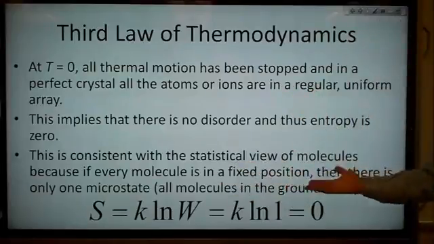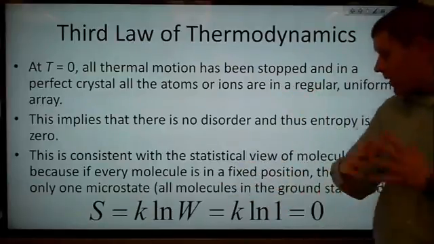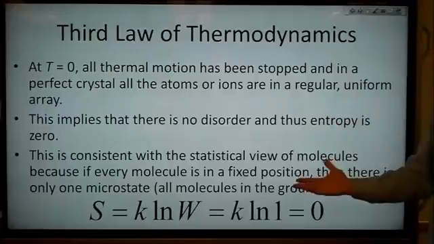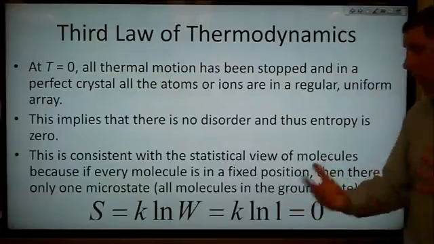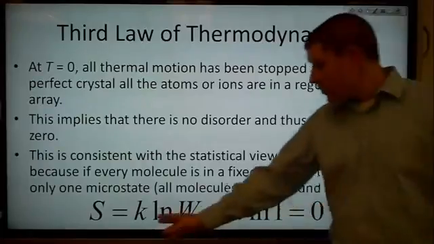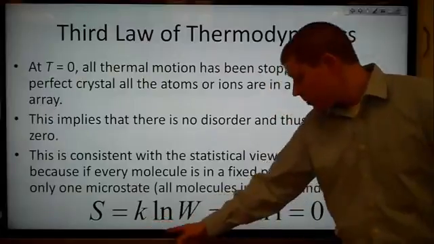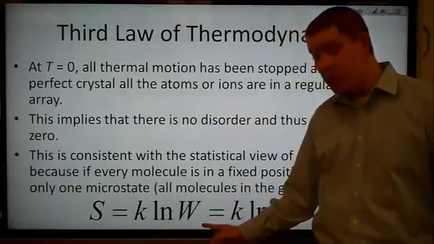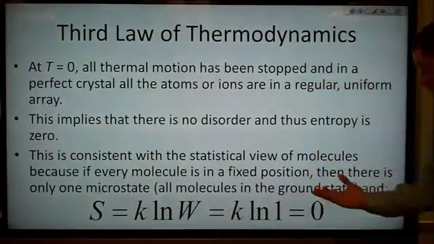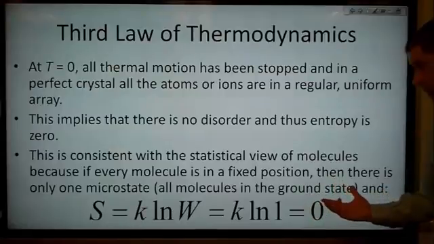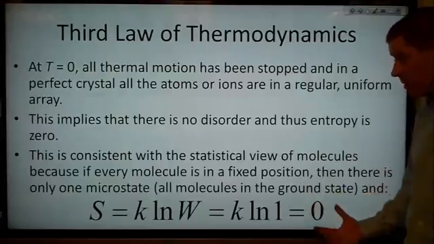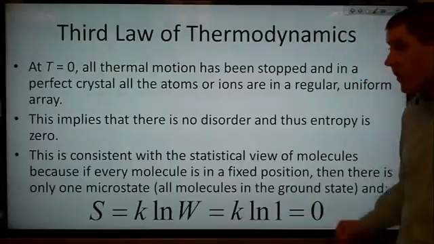This is consistent with a statistical view of the molecules, because if all the molecules are in a fixed position, in our lattice positions, then there's only one microstate. All the molecules are in the ground state. We know that the entropy is equal to k, the Boltzmann constant, times the natural log of W, the number of microstates. The number of microstates is 1, because all of our particles are in the ground state. That means we have k times the natural log of 1. The natural log of 1 is 0, so the entropy must be equal to 0.